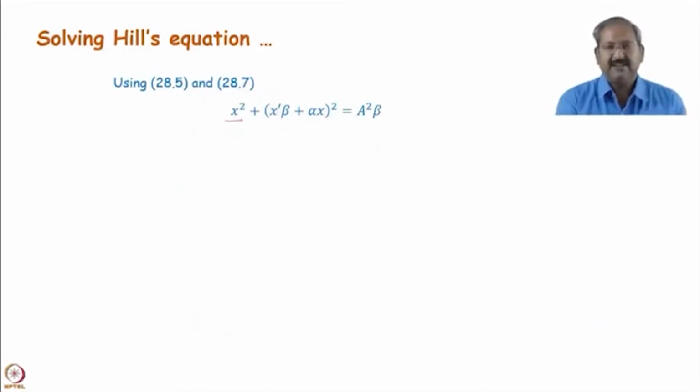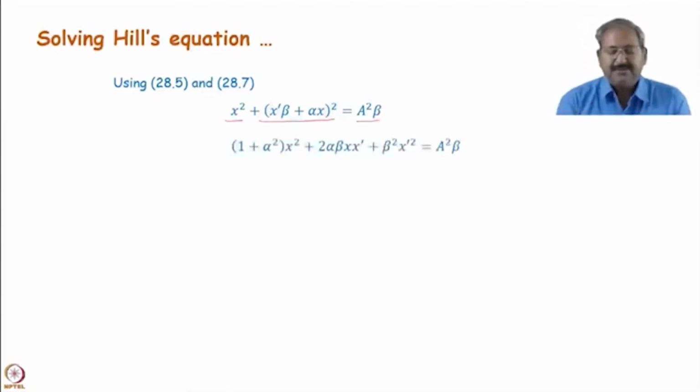x squared, I have done the square of the first LHS term, the second LHS term has also been squared, it will be equal to a squared beta. The phase part has been removed because of cos squared phi plus sine squared phi. So now we open this bracket, so this will be 1 plus alpha squared x squared, and rearranging the terms, putting together the terms with x squared and x x prime and x prime squared is equal to a squared beta.